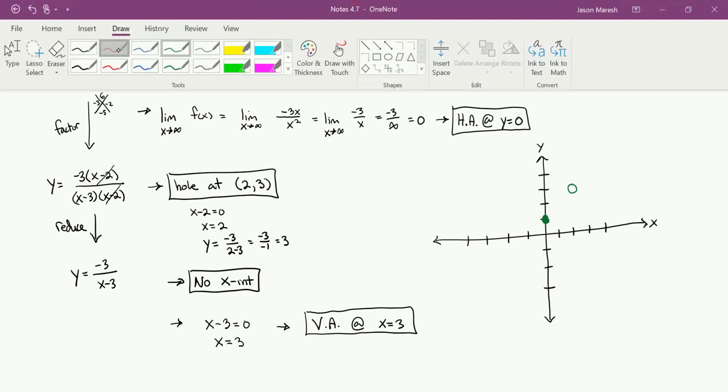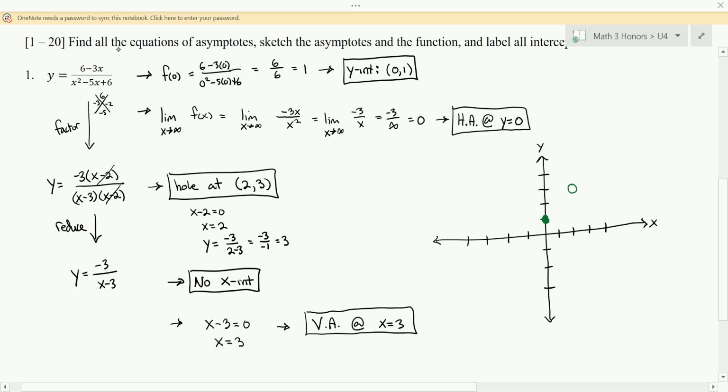Then let's put our asymptotes in. So we have a horizontal asymptote at y equals 0. So that's along the x-axis. Label that y equals 0 in your graph. We have a vertical asymptote at x equals 3. Label that one as well. Okay.